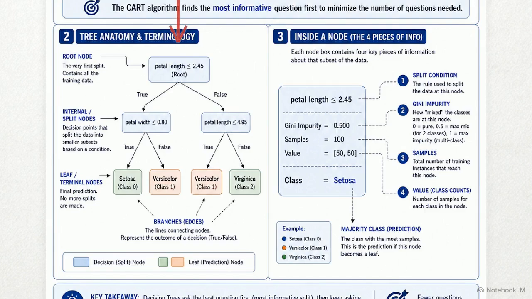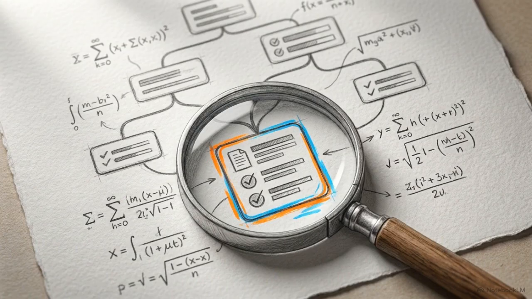The entire training dataset enters at the top through the root node. It divides into smaller subsets at the internal split nodes, and the process terminates at the leaf nodes, which contain the final predictions. If we zoom into a single node, we find 4 precise metrics.